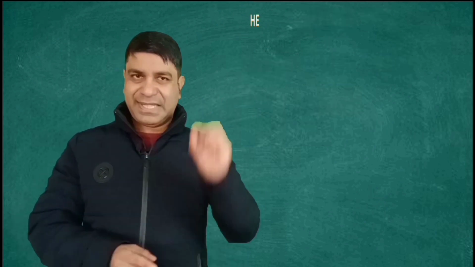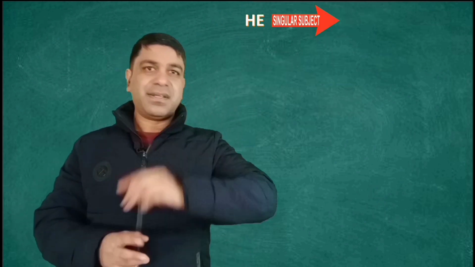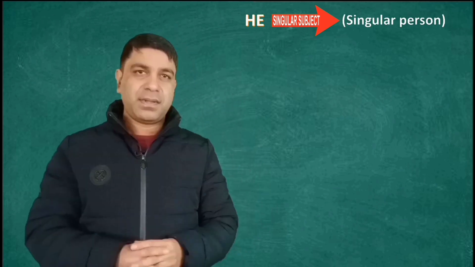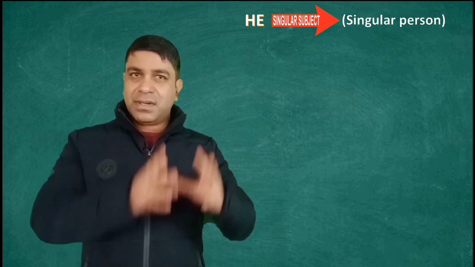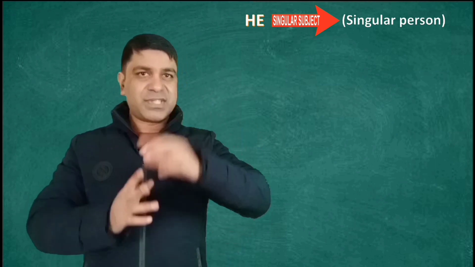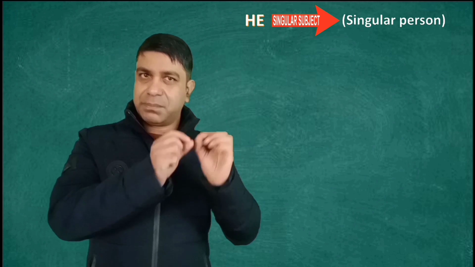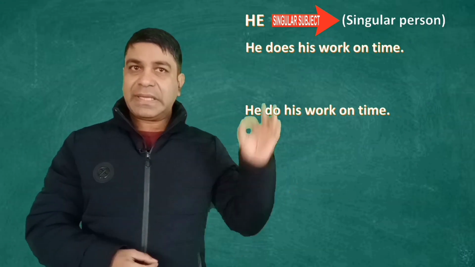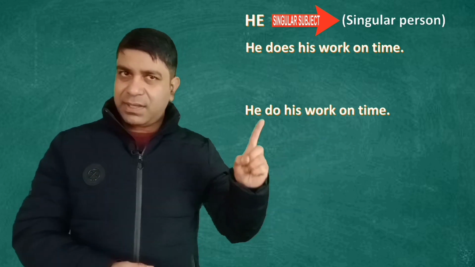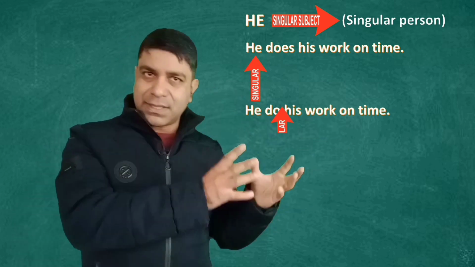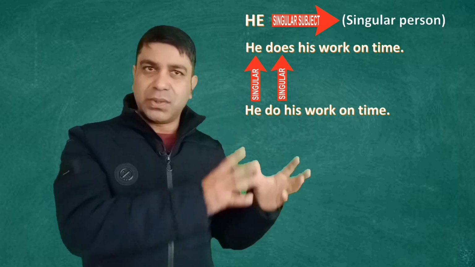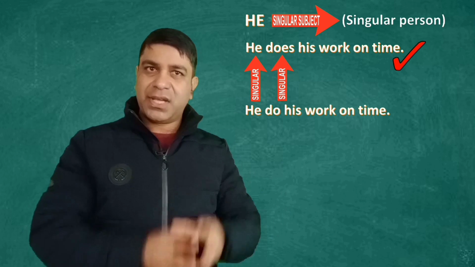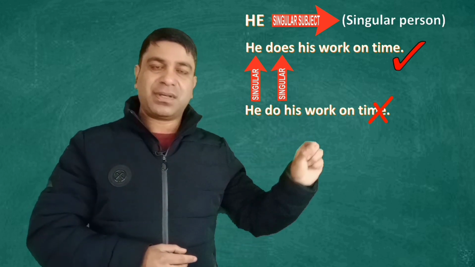Let's take the subject he. He is a singular subject. He refers to a singular person. And according to grammar, a singular subject is always followed by a singular verb. So what is right? He does his work on time or he do his work on time. He is a singular subject and does is the singular form of do. So he does his work on time is the right way to say, not he do his work on time.